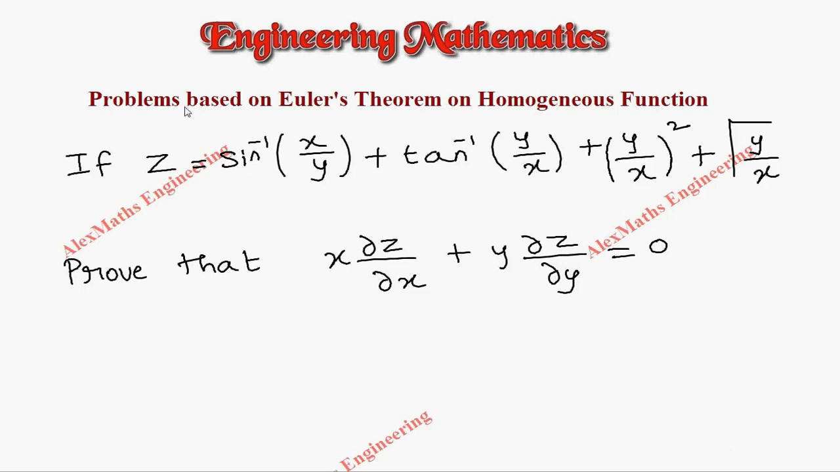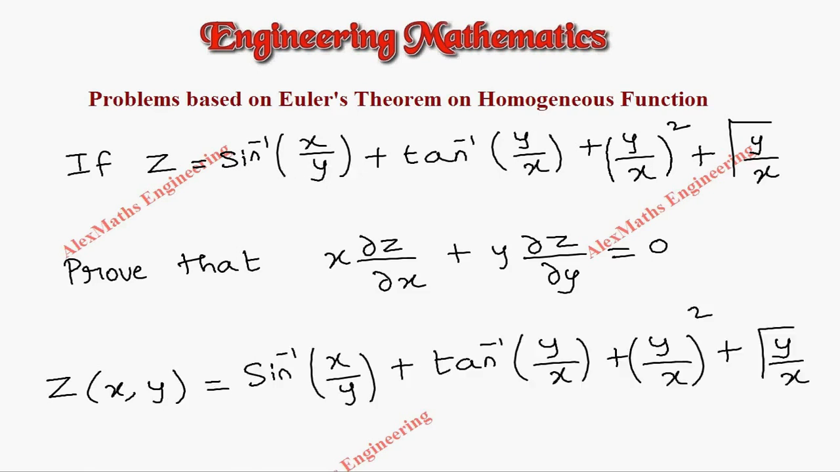In this video, we are going to discuss a problem based on Euler's theorem on homogeneous function. There's a function z given as sine inverse x by y plus tan inverse y by x plus y by x whole square plus root of y by x. Now, let's rewrite this function as z of x comma y, because all the terms are in terms of x and y.